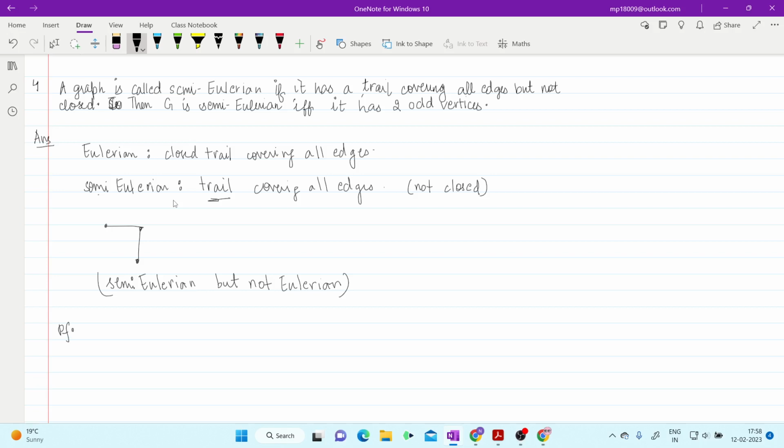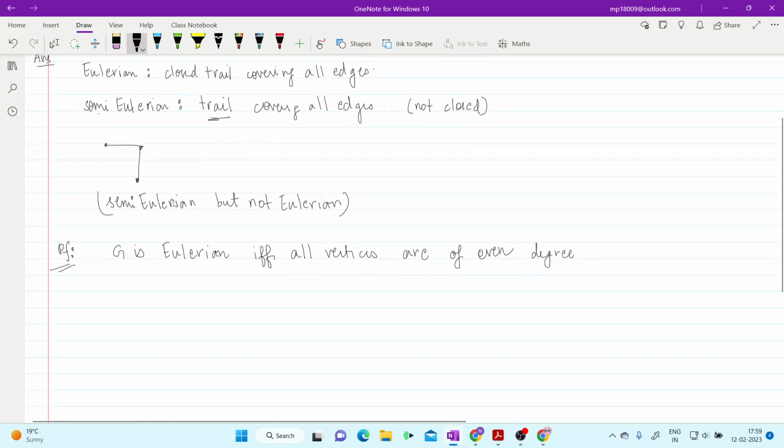So how do we prove it? We know that G is Eulerian if and only if all vertices are of even degree. Now we have to prove that G will be semi-Eulerian if and only if we have exactly two vertices which have odd degree.